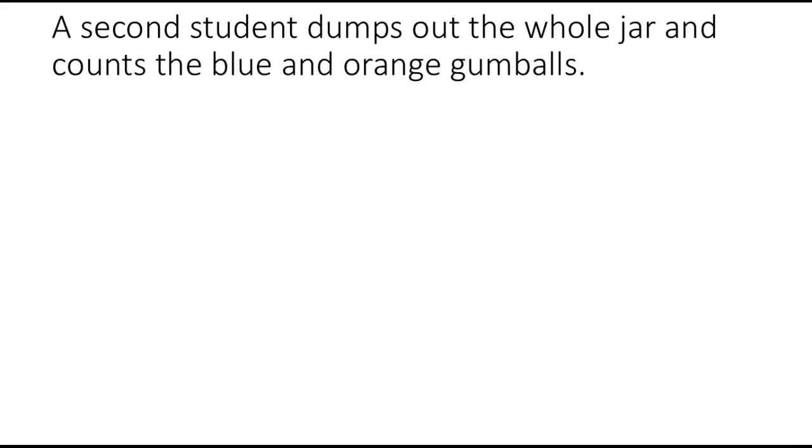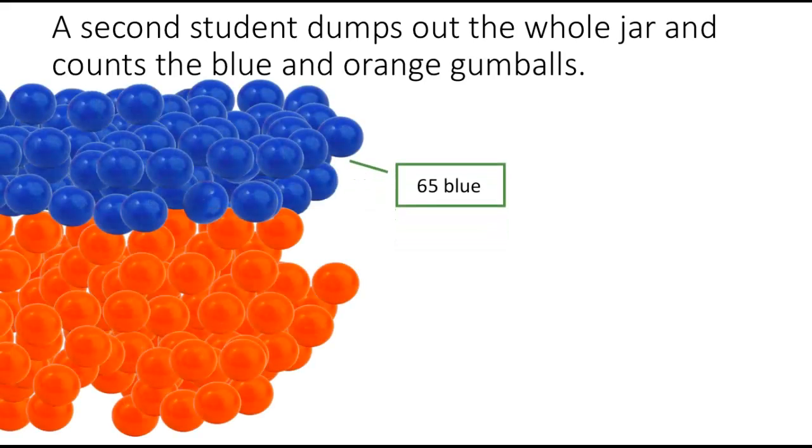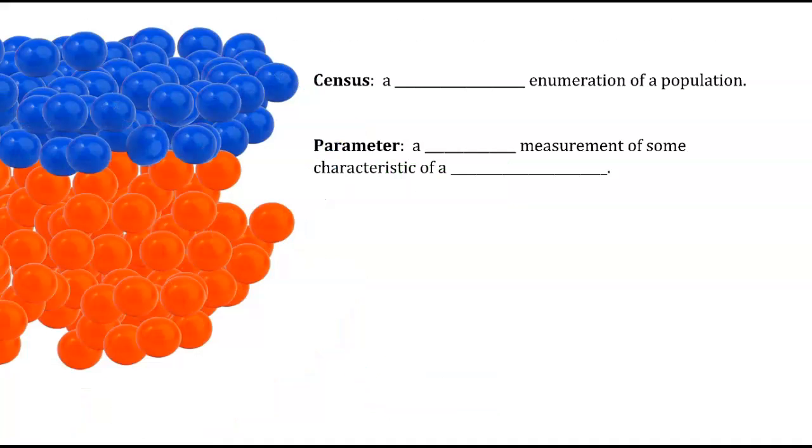Now let's talk about our second student. A second student comes along and decides to just dump out the whole jar of gumballs and count all the blue and orange. When they do this, they find that there are 65 blue and 135 orange gumballs. This idea of counting up all of the gumballs is what we call a census. That's a complete enumeration of a population. You take every single individual in the population into consideration. It's no longer an estimate, you actually counted.